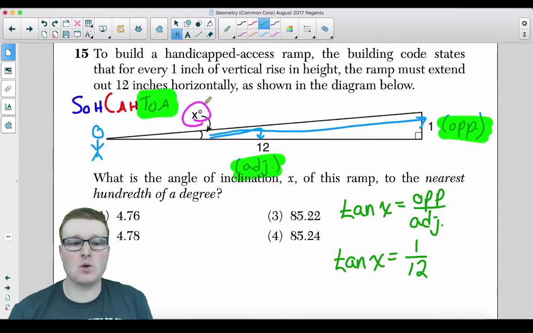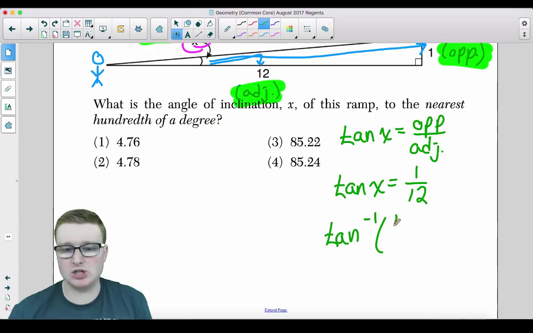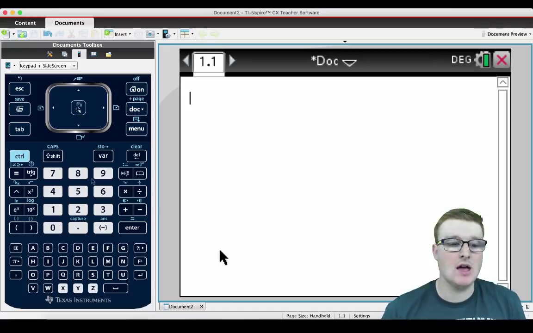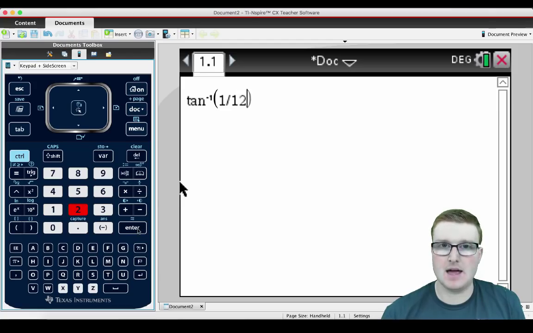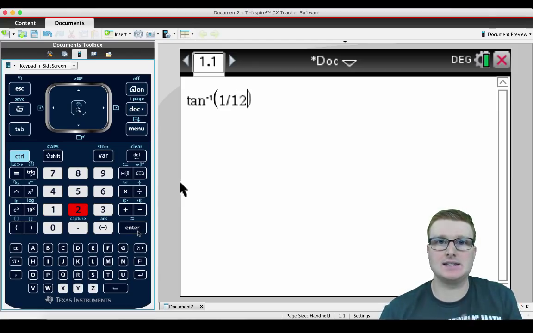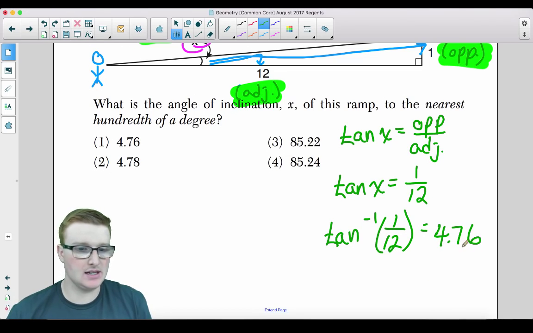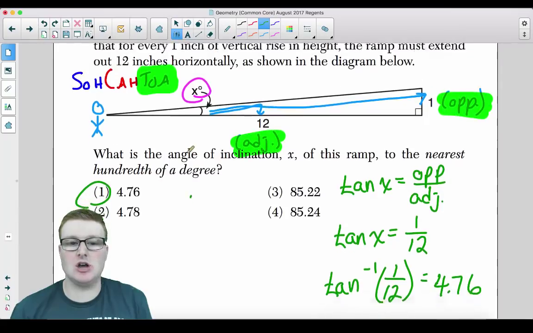The problem is, what do we do from here? In order to solve for angle measures, you have to use the key on your calculator called tan inverse. Many of you call it tan -1. It's actually called tan inverse. Doesn't really matter to me personally, but it's called tan inverse. So we're taking the tan inverse of the ratio, 1 over 12. Go to your calculator, use the TI Inspire, make sure it's in degree mode. Click on tan inverse of 1/12. And if you're using the TI 83 or 84, it should be second tan. Enter, we get 4.76. Your answer is choice 1. Pretty simple stuff, basic trigonometry question. It's on every Regents. Make sure you know how to do it.